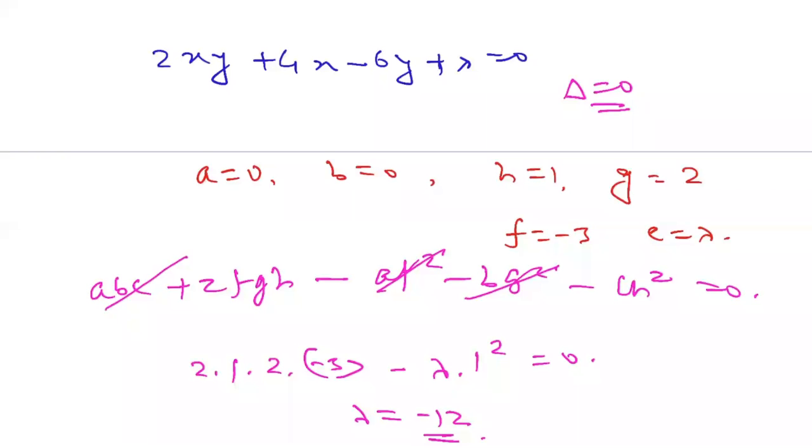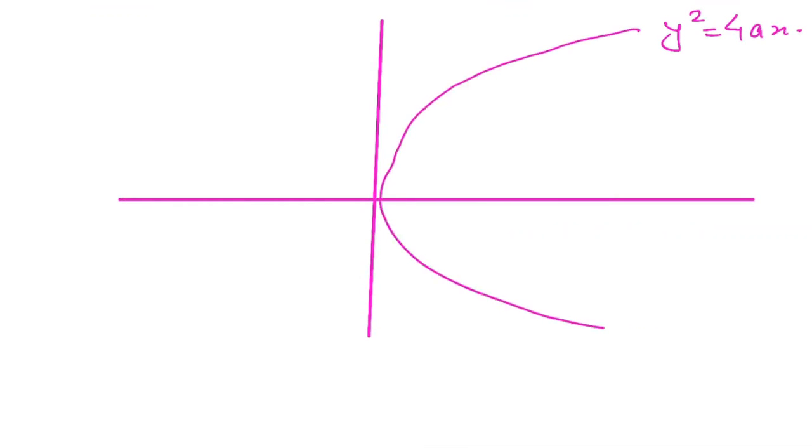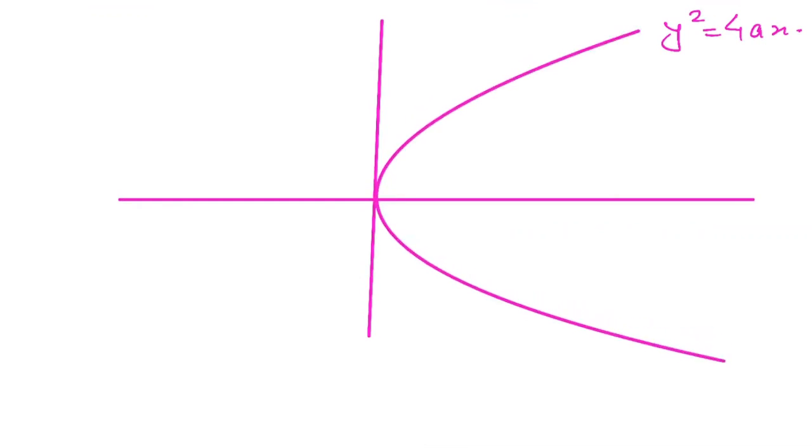right? Now, last class we have already done: if the equation is given in the form of y square is equal to 4ax, right? This is a parabola.